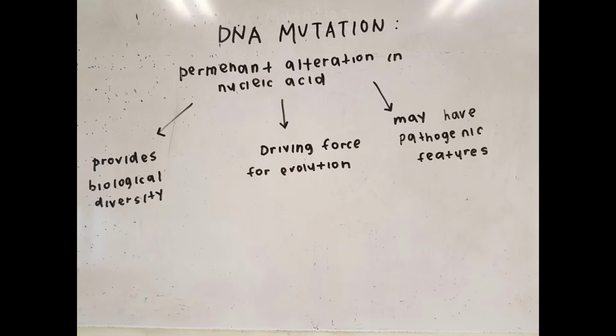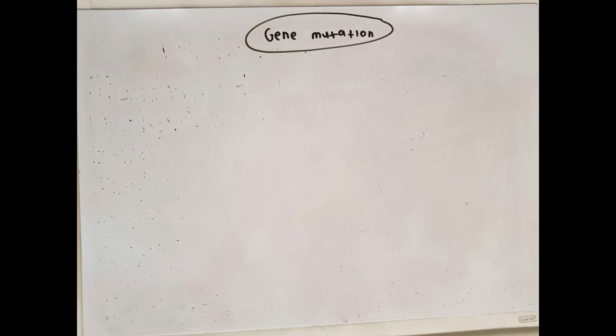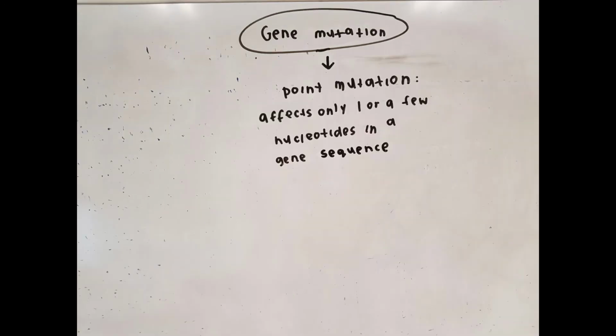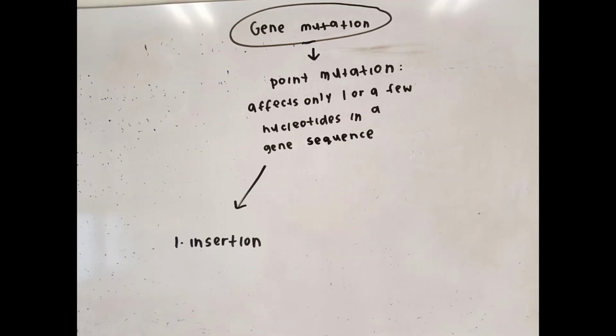Hence, DNA mutations are the driving force for evolution. However, DNA mutations sometimes result in increased susceptibility to disease and cause phenotype autoimmunity. One type of DNA mutation is point mutation, which is a mutation that affects only one or very few nucleotides in a sequence. Different forms of point mutation include insertion, deletion, and substitution.